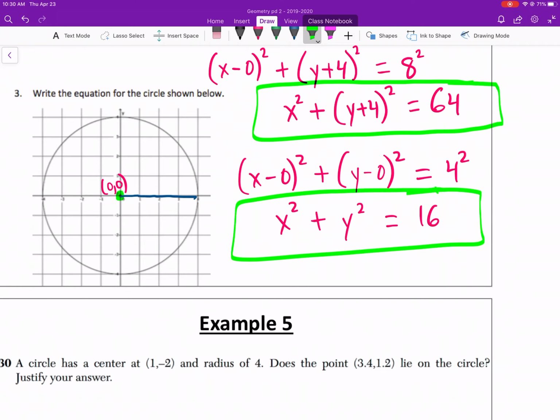So anytime the x squared is by itself or the y squared is by itself, that value for the center is 0.